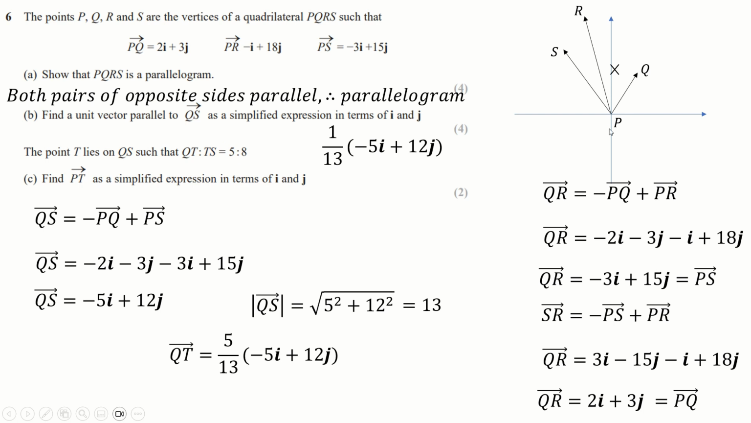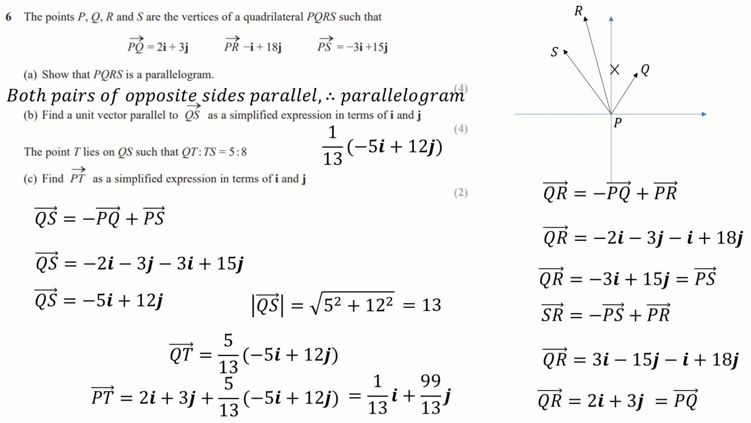And then, of course, to find p to t, just do p to q plus that little thing we just found. P to q is just this, so we add those together. We add together the i's, we add together the j's, and you end up with this here as our answer.